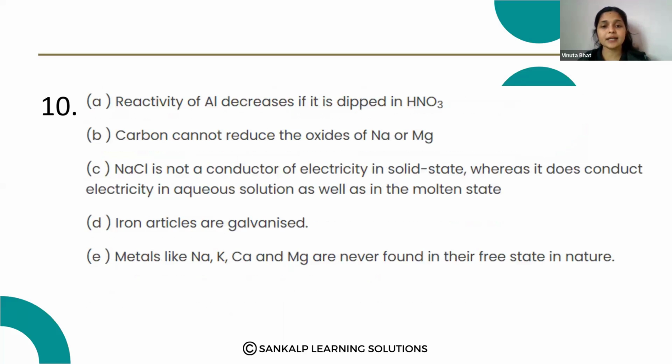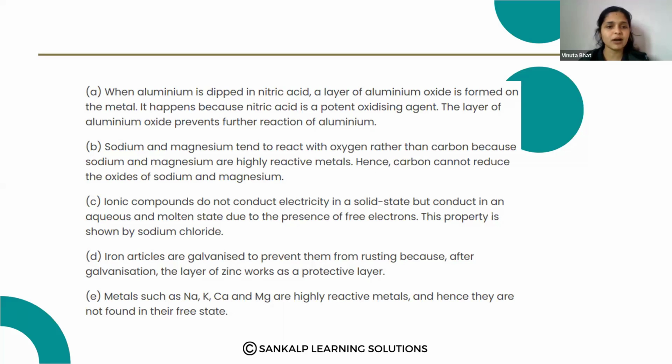Next question. Iron articles are galvanized. You know the process of galvanization. Iron articles are galvanized to prevent them from rusting, because after galvanization the layer of zinc works as a protective layer. So that is the process of galvanization. That is also a very important process.